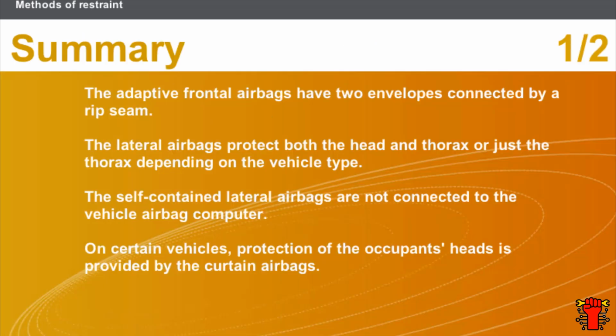In this section, we covered the following points. The adaptive frontal airbags have 2 compartments connected by a rip seam. The lateral airbags protect both the head and thorax, or just the thorax depending on the vehicle type. The self-contained lateral airbags are not connected to the vehicle airbag computer. On certain vehicles, protection of the occupants' heads is provided by the curtain airbags.